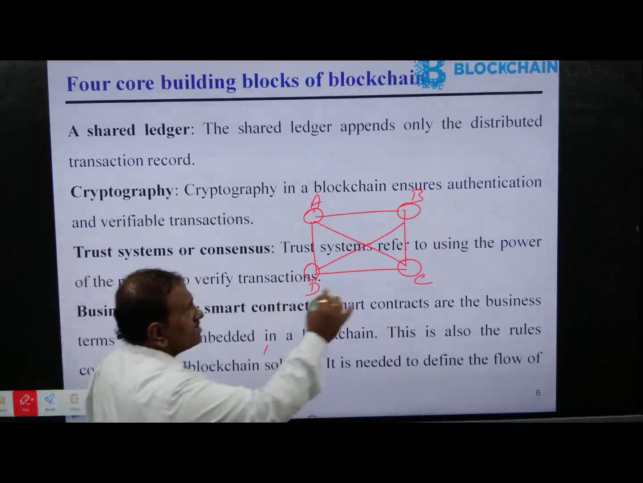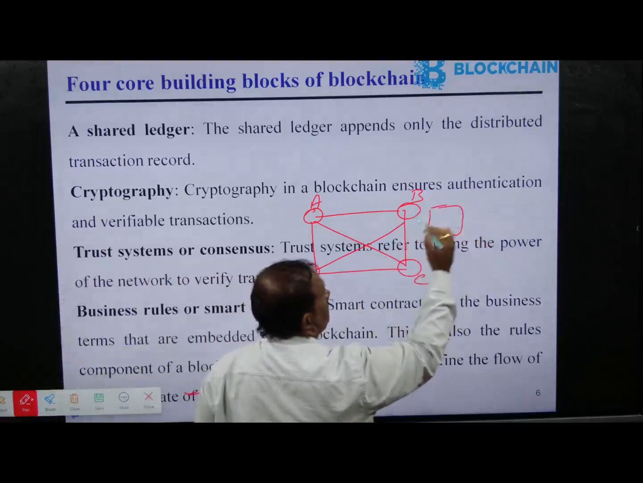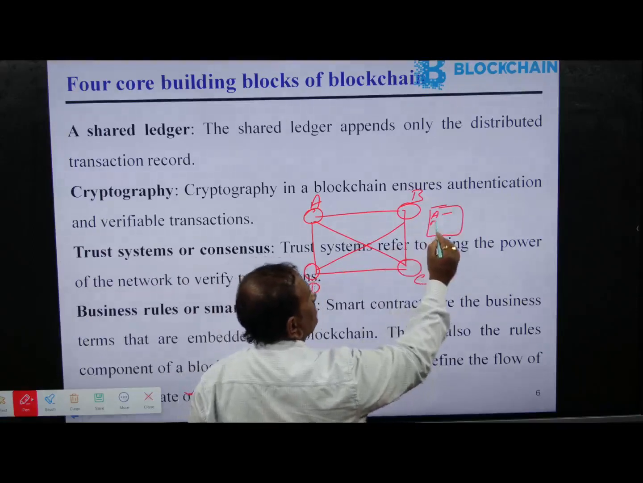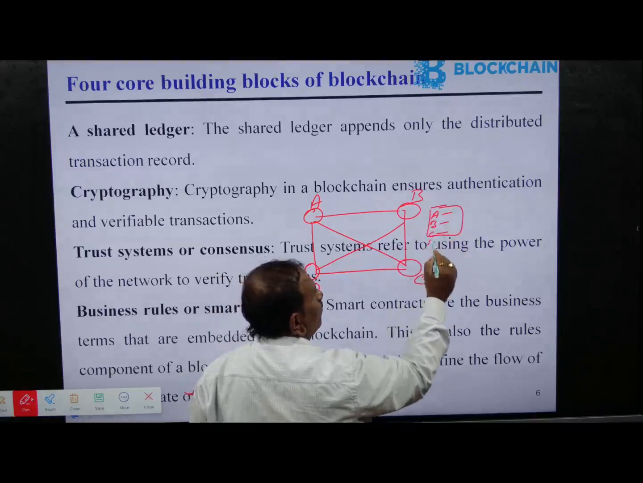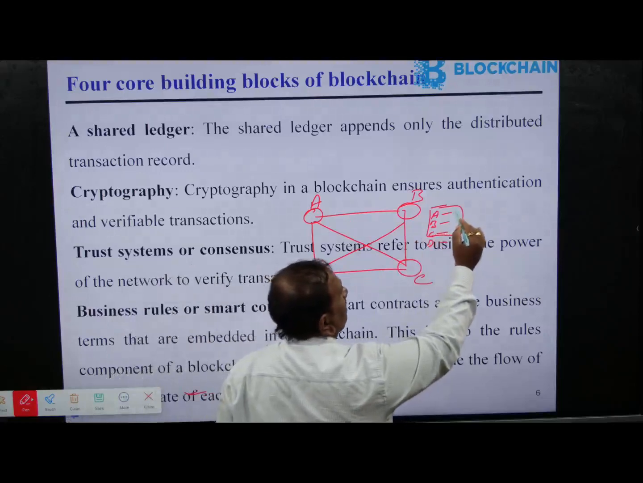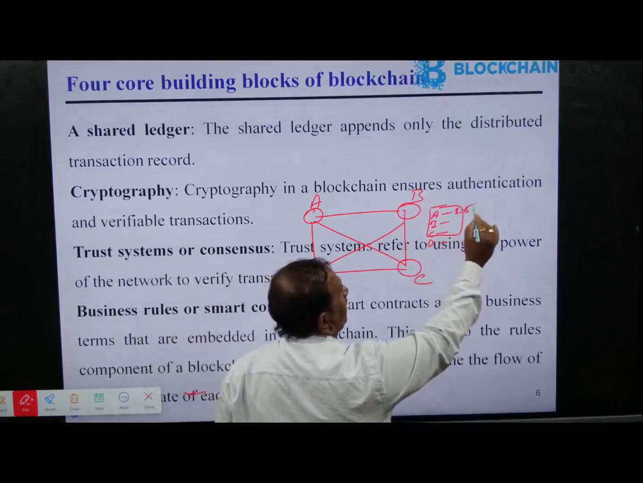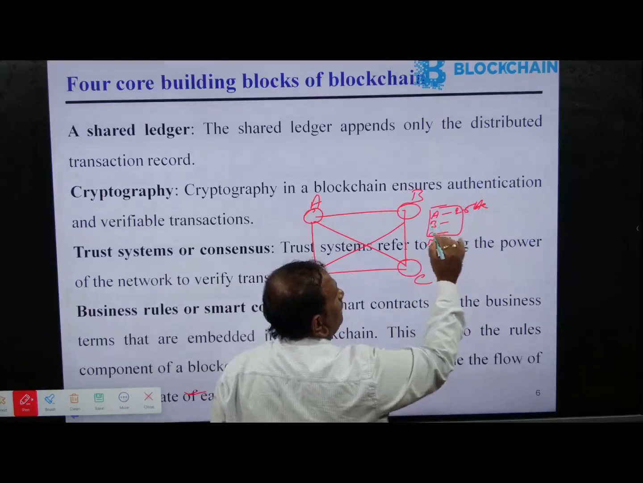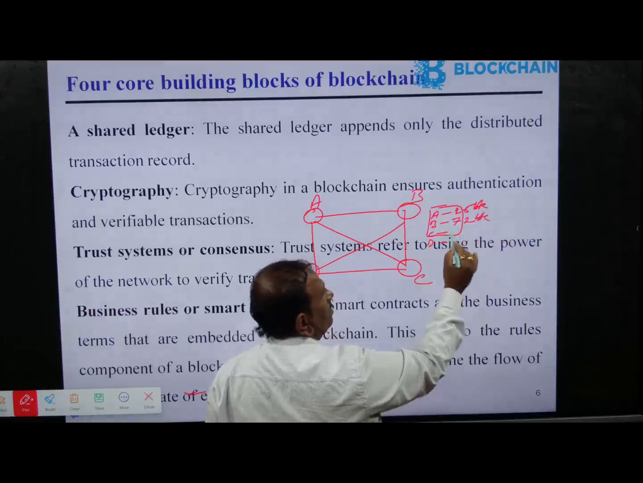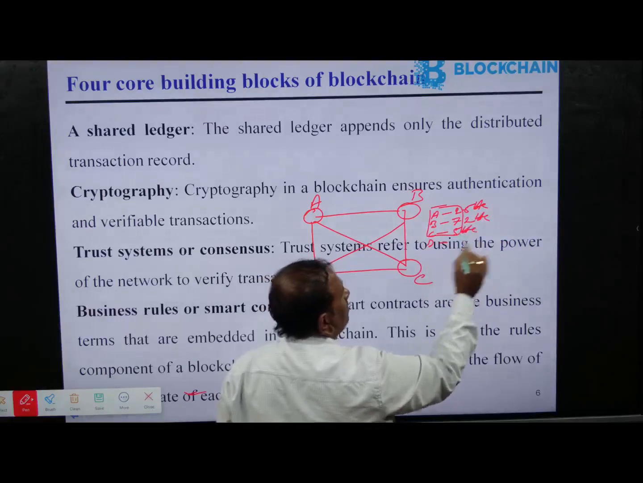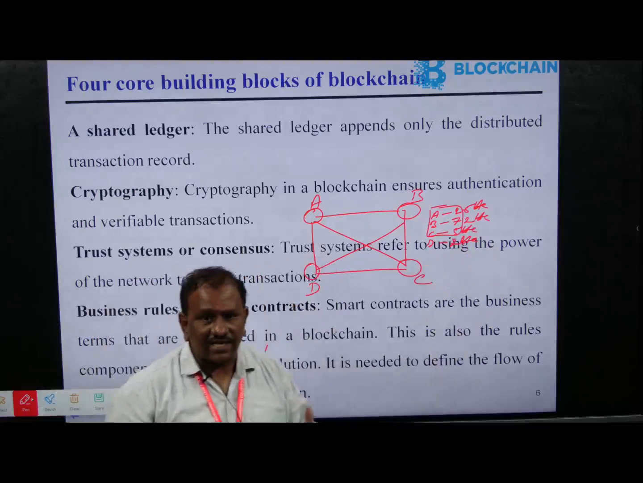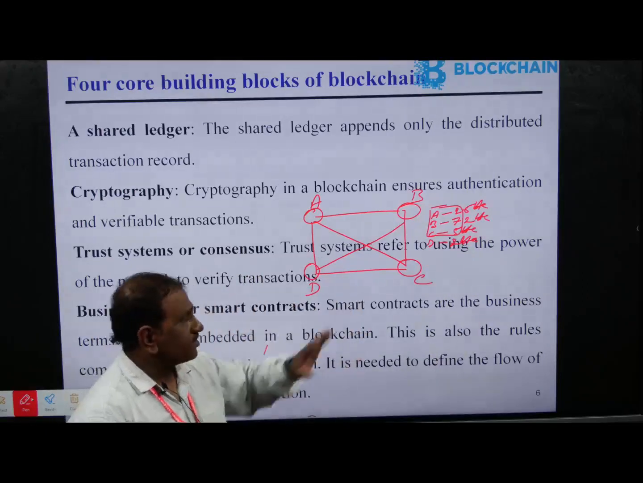Now every system consists of a ledger. In the ledger, it has the value of A, the value of B, the value of C, and the value of D. What does it mean? Suppose A has 2.5 BTC, Bitcoin values, and B has suppose 7.2 BTC, and C has suppose 5 BTC, and D has suppose 2 BTC. This is the current ledger which I have right now.